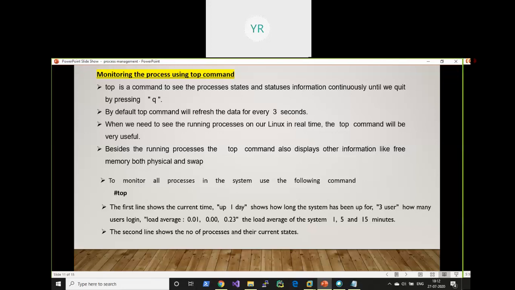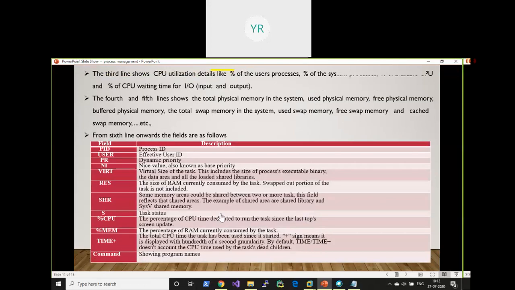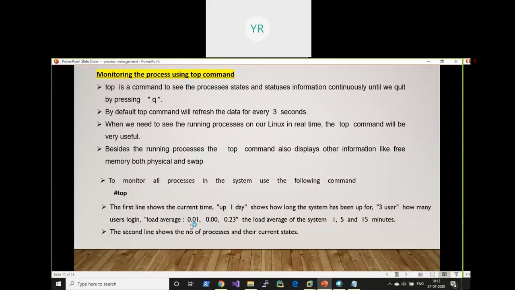Next it gives the number of users, how many users are logged in. Next it gives the load average in 3 values. The first value is the load average of the system over 1 minute, the second value over 5 minutes, and the third value over 15 minutes. If you compare these values, you can observe how the load was handled by the CPU.